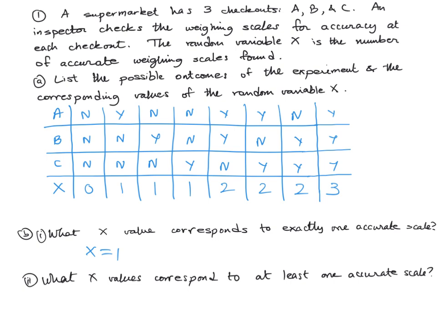Finally, what x values correspond to at least one accurate scale? I don't care which ones, but at least one would be x could equal 1, or x could equal 2, or x could equal 3, and there's no more than that. So it's everything from here on out, just not this one. Not having 0 accurate scales, but having 1 accurate scale, or having 2 accurate scales, or having 3 accurate scales. Again, what I'm trying to highlight here is that the random variable doesn't actually care which of these are accurate and which are not. It's just how many of them are accurate that we care about when you're dealing with the random variable, because it has to be a numerical value.